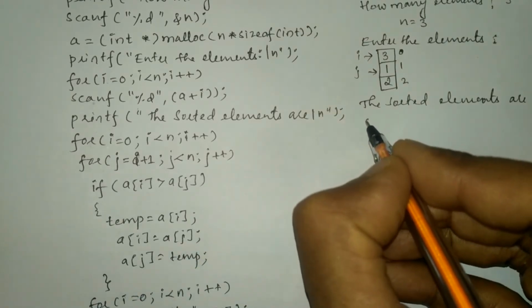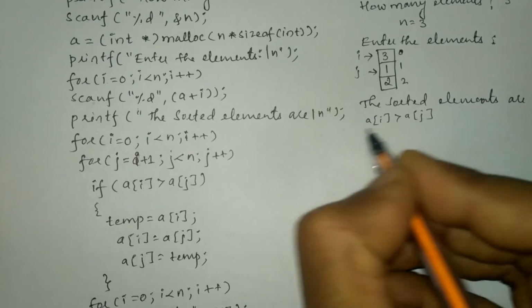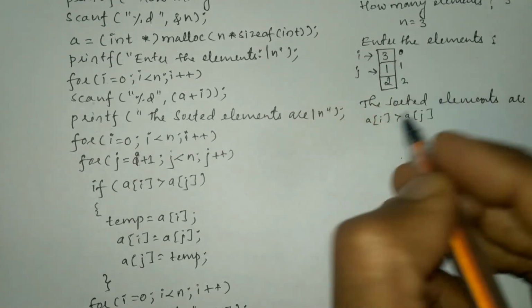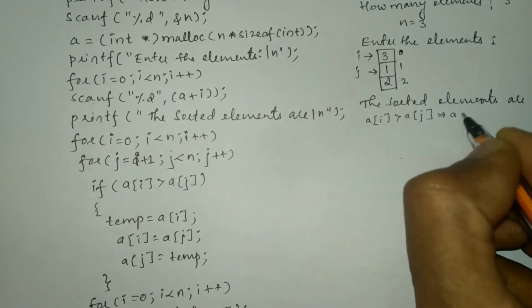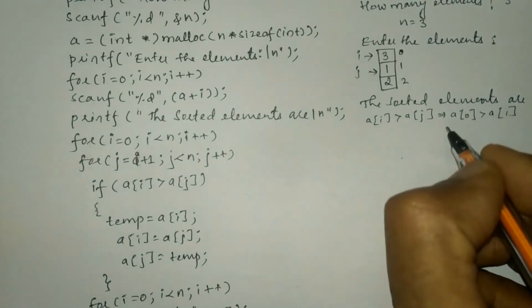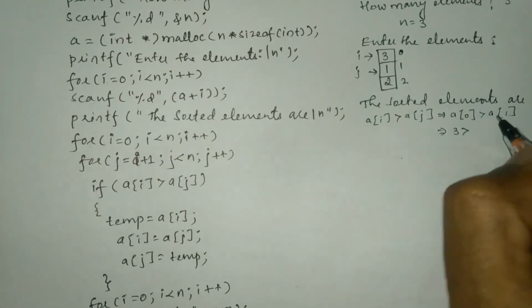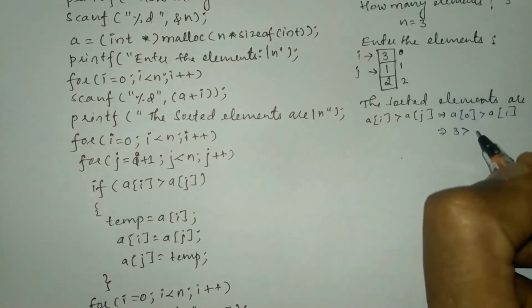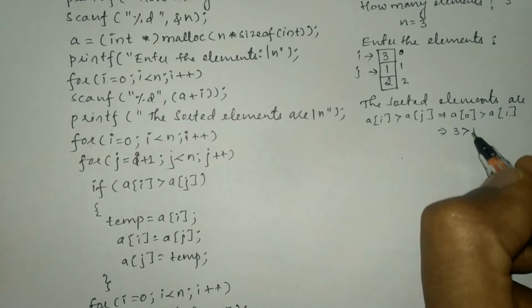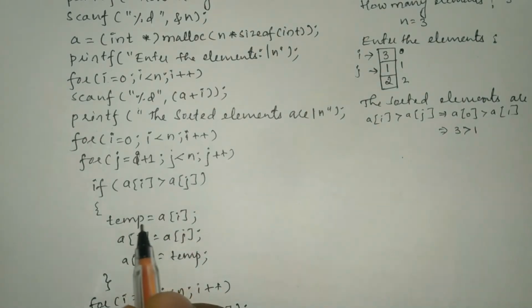Next we are going to check if a of i is greater than a of j. What is the meaning of this? A of i is greater than a of j. So what is a of i? i is 0. So this indicates a of 0 is greater than a of 1. What is a of 0? A of 0 consists of 3. 3 is greater than a of 1, which consists of what? 1. 3 is greater than 1. Yes, it is true. Once it is true, then the swapping takes place.